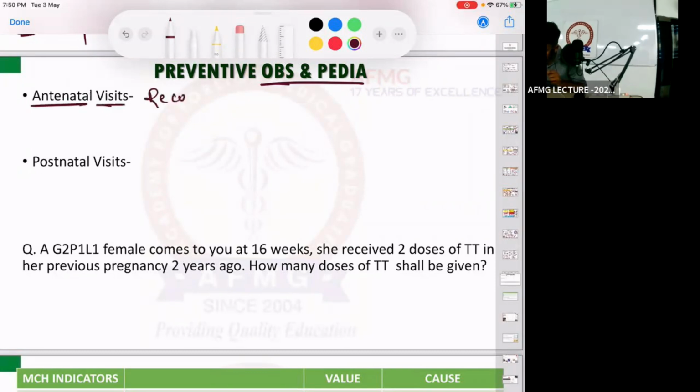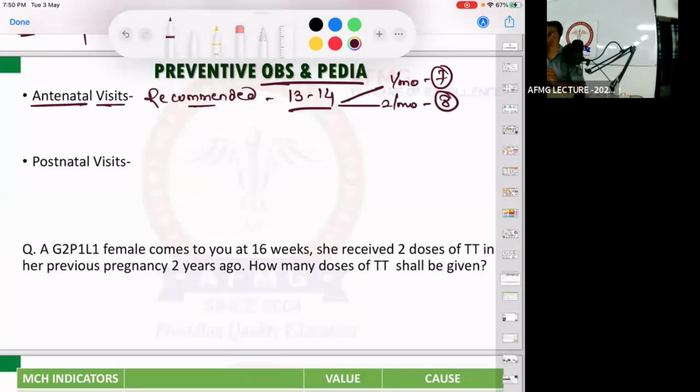Recommended antenatal visits are 13 to 14. Once every month till the first 7 months. Twice every month in the 8th month, and from 9th month onwards once every week, so 9 months till delivery. So total of 13 to 14 visits.